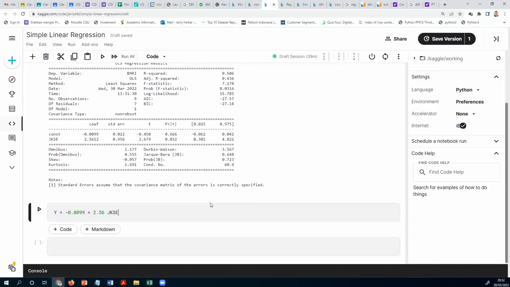Any questions on the simple linear regression using the capital asset pricing model for Mandiri? Any questions? So far so good?